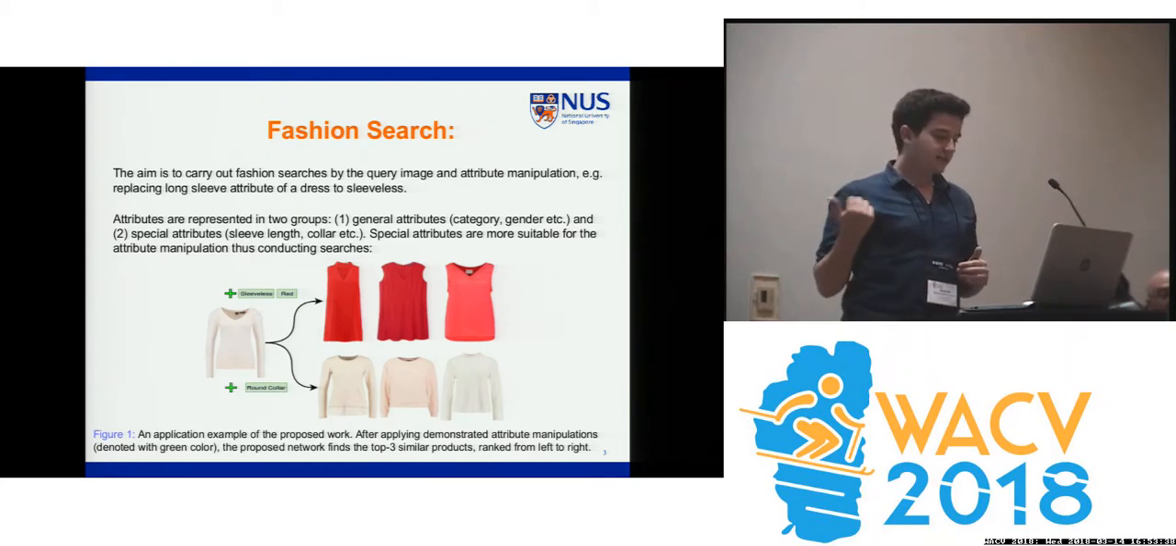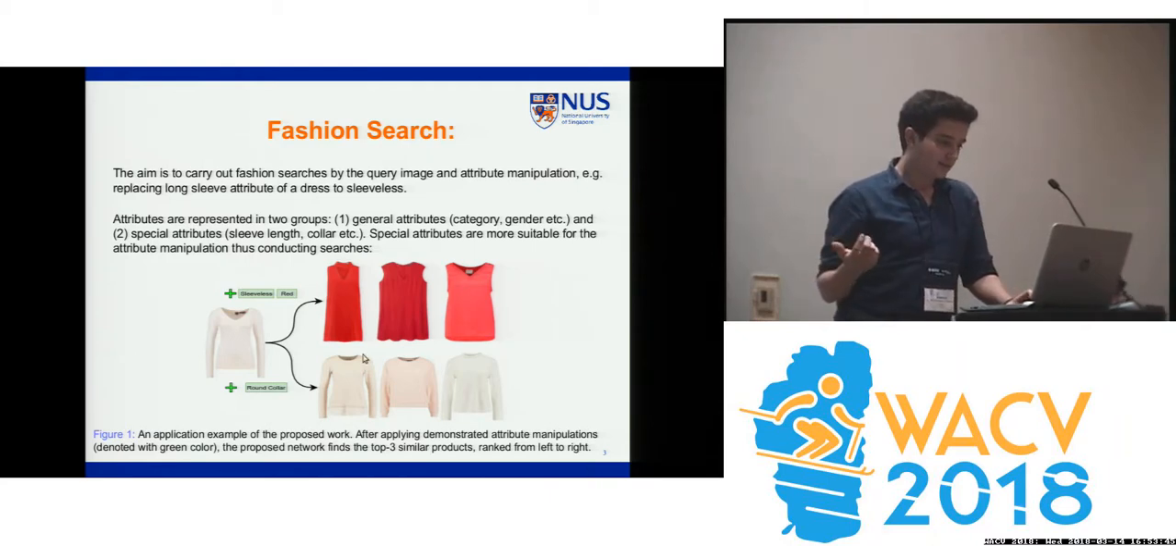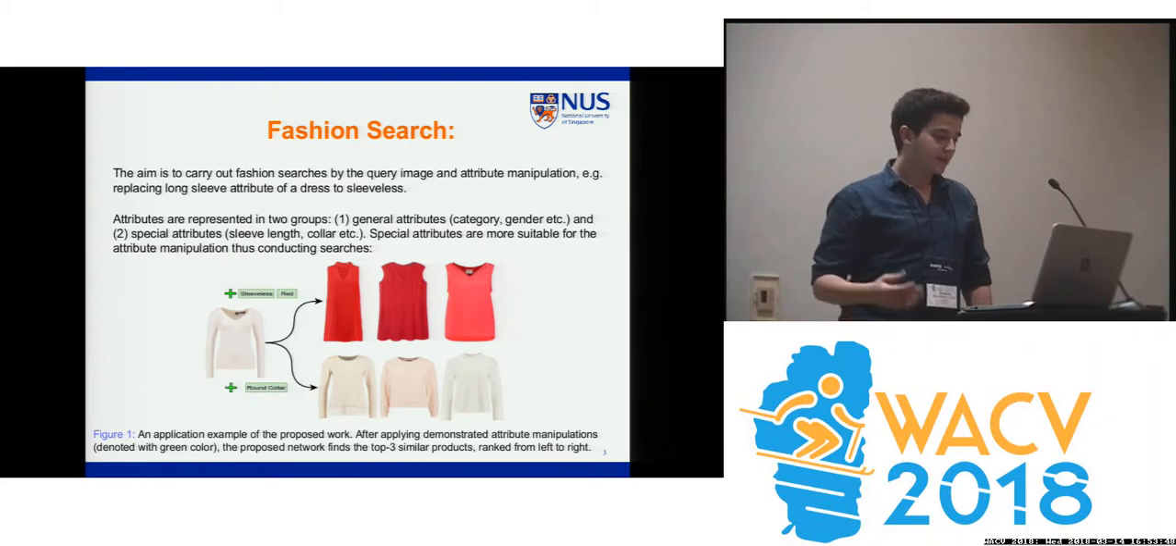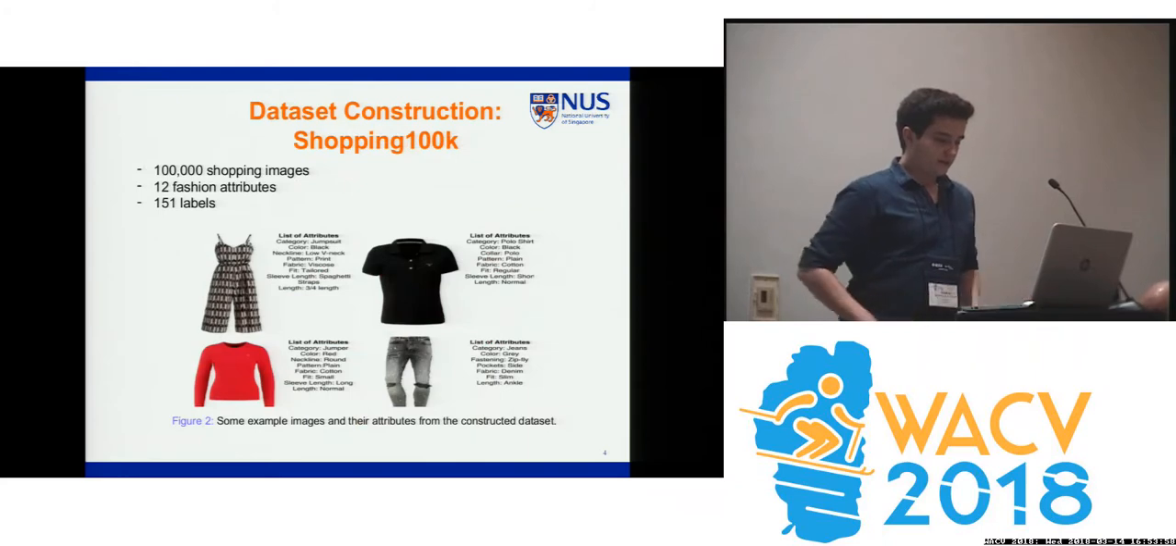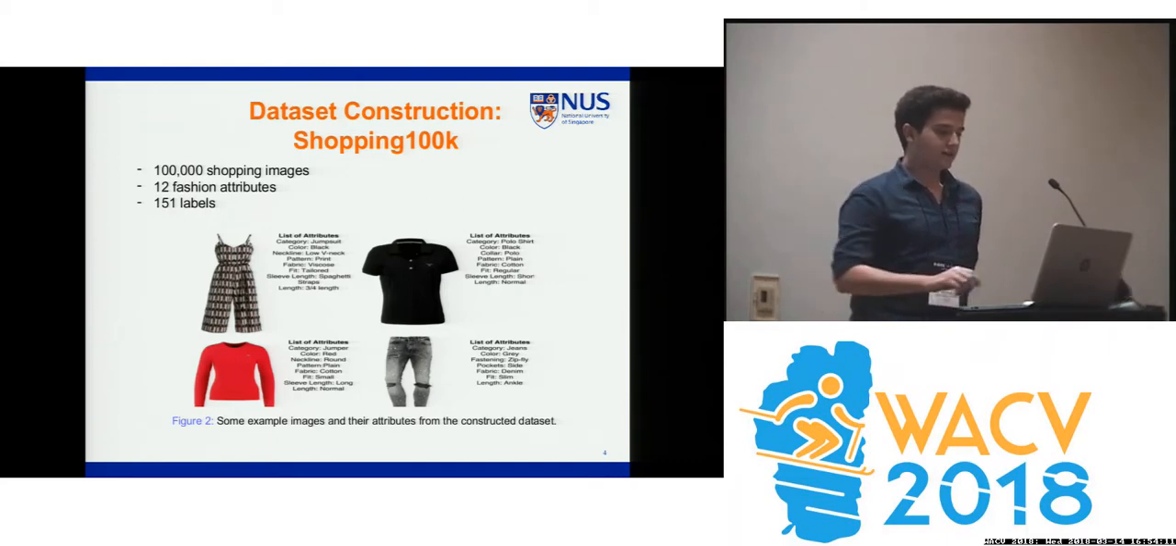Special attributes are more suitable for attribute manipulation, and thus for conducting searches. For example, given a query image, the user may not like some attributes such as long sleeve or white, and by applying the demonstrated attribute manipulations, new images can be retrieved using our model. So first we construct this dataset called Shopping 100K. It includes 100,000 shopping images with 12 fashion attributes. It has 151 labels.